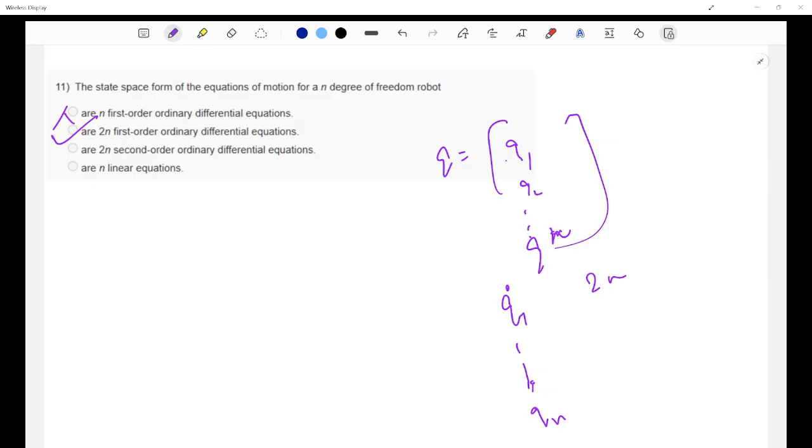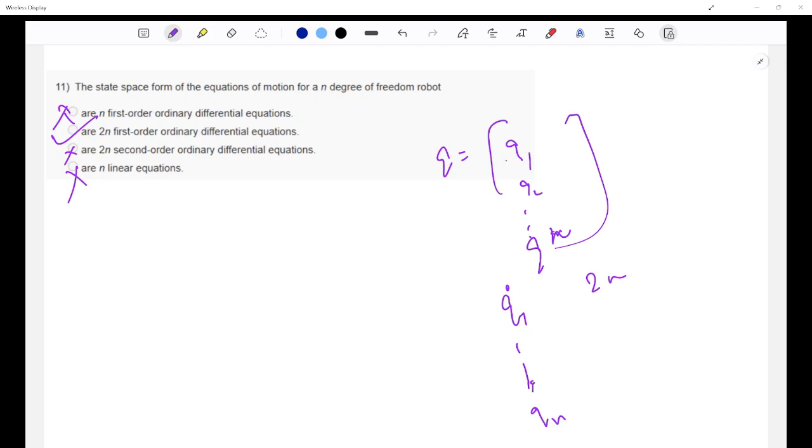The third option is, there are 2n second order differential equation. We originally had n second order equations. After state space representation, they become first order equations and not second order. So this is also incorrect. And linear equations, no, we do not have. Robot dynamics equations are non-linear and they are not linear equations. So non-linearities, as we saw, come from trigonometric terms, velocity products, configuration dependent inertia matrices, etc. So not like that. Okay, I hope this is clear.